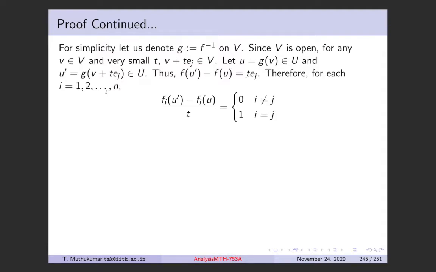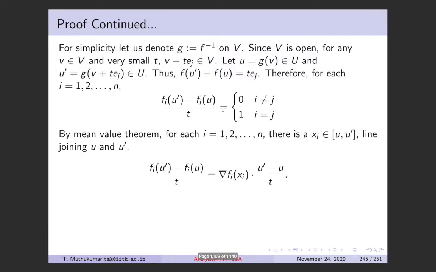Therefore, for each i, you have this formula. Why? Because f(u prime) minus f(u) is t e_j. f was a map to R^n, so this has n components. This also has n components, because e_j is a vector which is 0 everywhere except at the jth position, where you have 1. So if you match component-wise equality, you get that f_i(u prime) minus f_i(u) over t is 0 when i is not equal to j, and when i equals j, that is the jth position, you have 1.